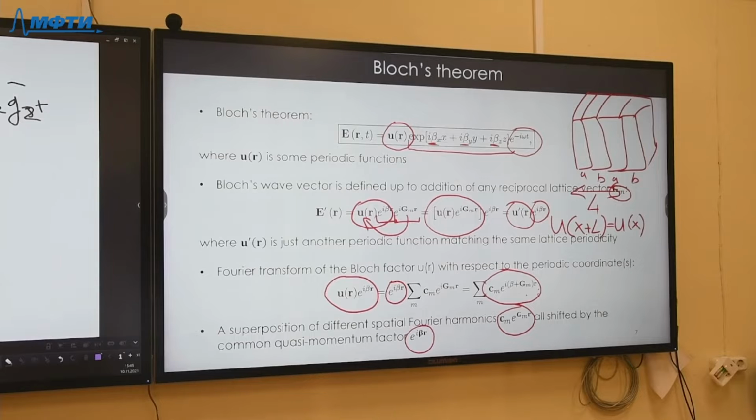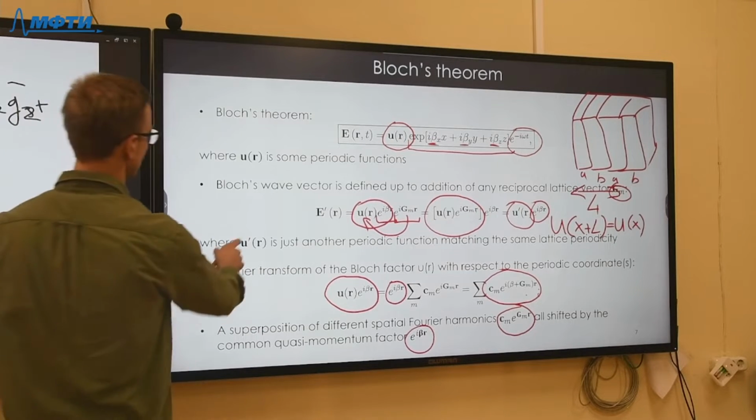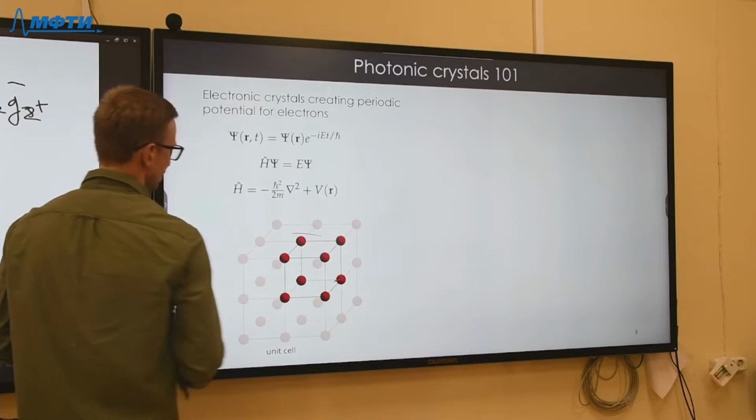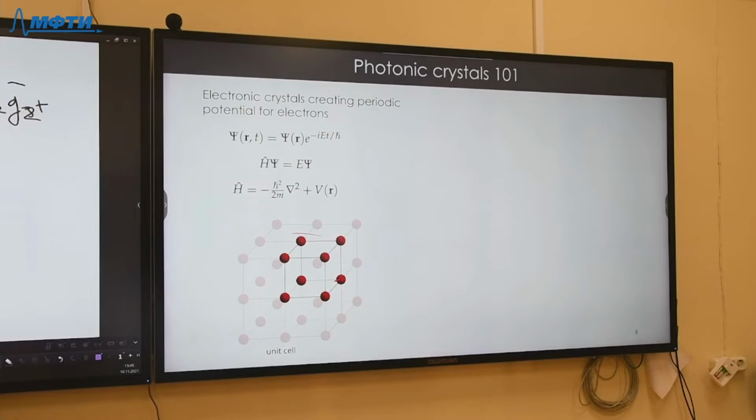Okay, so you can think of a Bloch state in a periodic system as a superposition of different spatial harmonics, all shifted by the common prefactor. That's the mathematical property of the Bloch state. So I mentioned that there is a certain analogy, and in fact there is a very strong analogy between wave behavior in electronic and electromagnetic systems.